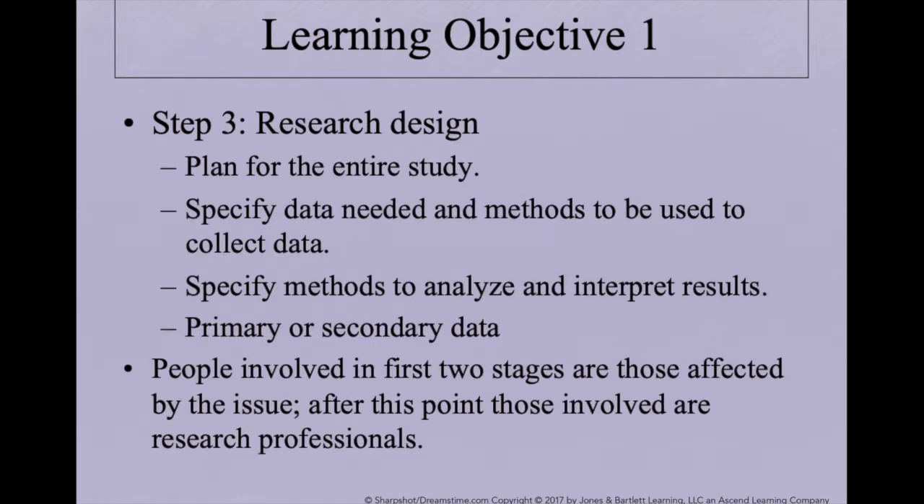Step 3 looks at the research design. After the research objectives have been specified, it is necessary to create a research design. Looking at the plan for the entire study, specify data needed and methods to be used to collect data, specify methods to analyze and interpret results, collect either primary or secondary data. Primary data is information that is collected for a specific research question, while secondary data is information that was previously collected for a purpose other than to which it is being applied.